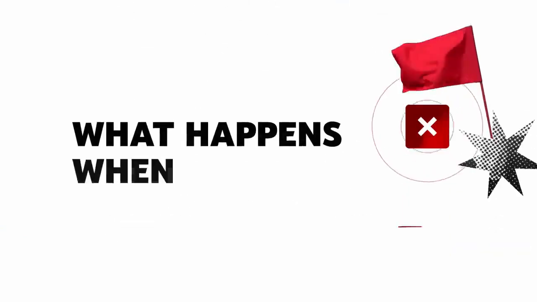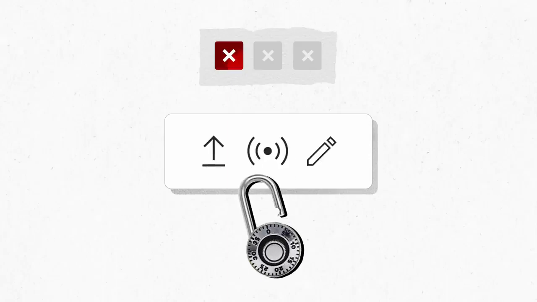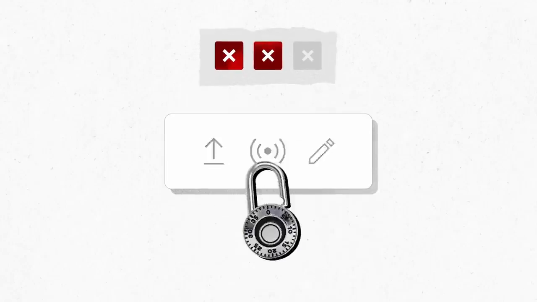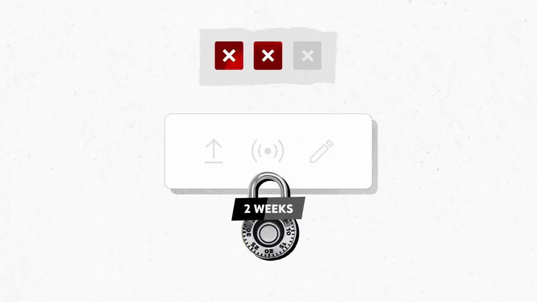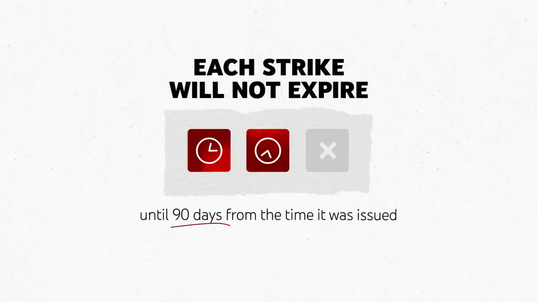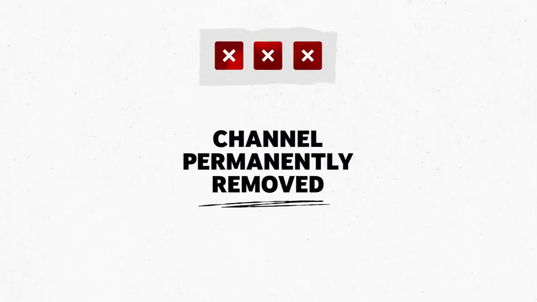Now let's walk through what happens when you get a community guidelines strike. On your first strike, you won't be able to upload, stream, or make certain edits on your channel for 1 week after you review the strike. After the 1-week period, we restore full privileges automatically, but the strike remains on your channel for 90 days. If you get a second strike within the same 90-day period as your first strike, you will not be allowed to post content for 2 weeks. If there are no further issues after the 2-week period, we restore full privileges automatically. Each strike will not expire until 90 days from the time it was issued. 3 strikes in the same 90-day period results in your channel being permanently removed from YouTube.